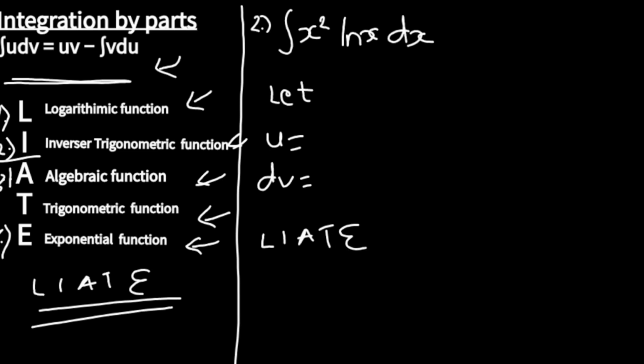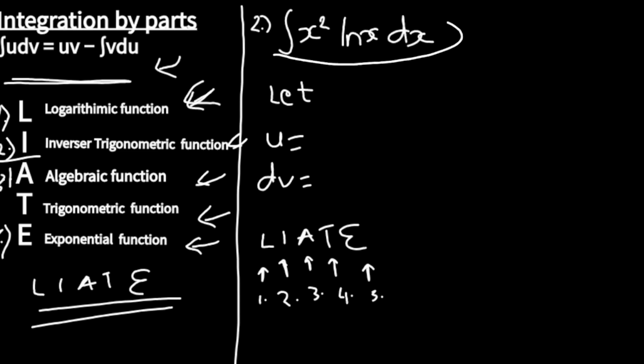Looking at LIATE, L stands for logarithmic function, which takes the first priority. I stands for inverse trigonometric function, which takes the second priority. A stands for an algebraic function, which takes the third priority. T stands for trigonometric function, which takes the fourth priority. And E stands for exponential function, which takes the fifth or the last priority.